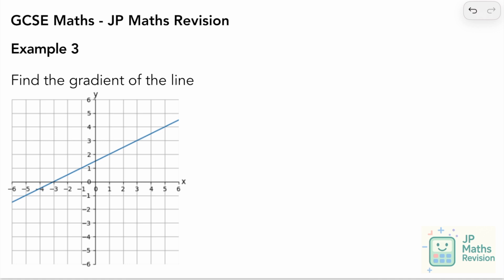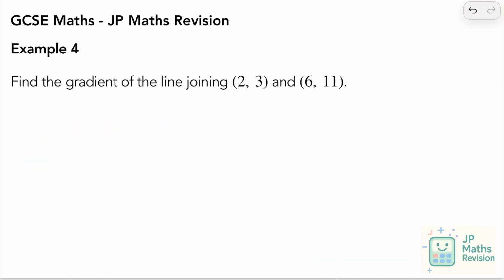This one here, we're finding the gradient of the line again. So again, I'm going to pick 2 points. I'll go with this one, that's 1, 2, and this one is 3, 3. To get from the first point to the second point, we go along by 2 and up by 1. So the change in y is 1 and the change in x is 2. So the gradient is going to be 1 over 2, and we can also write this as 0.5.